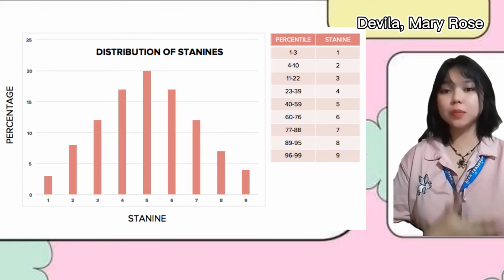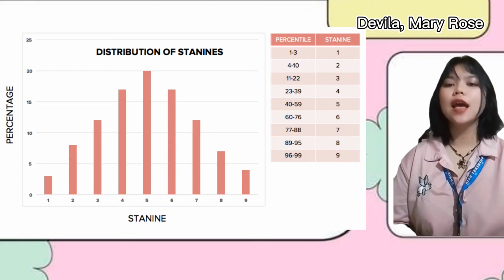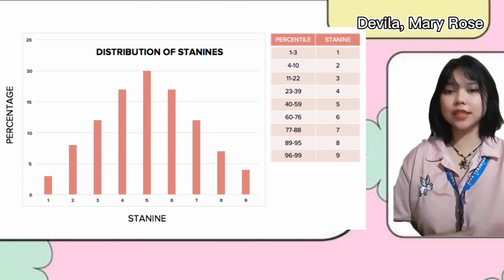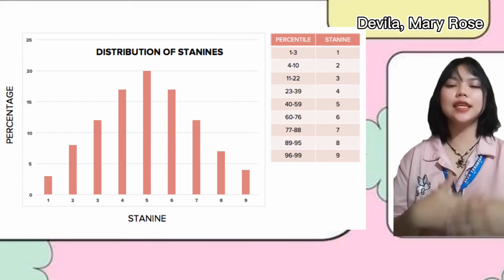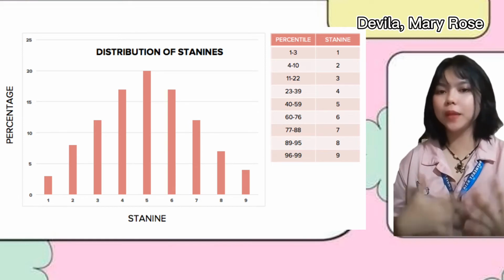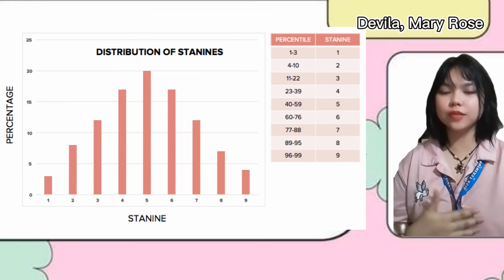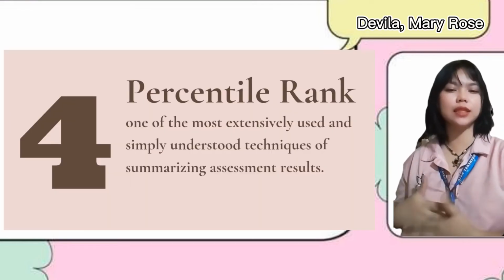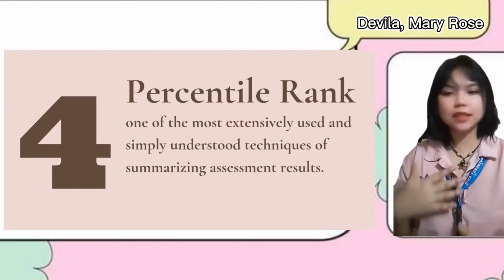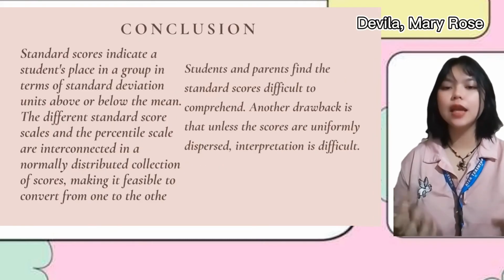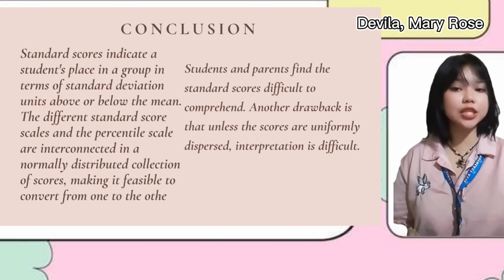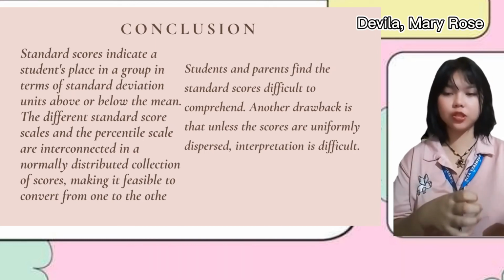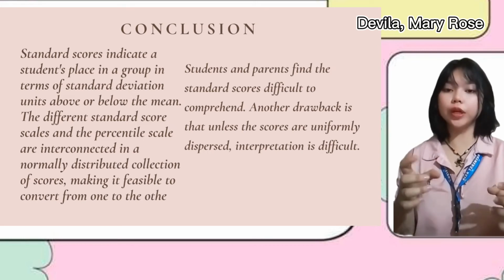Because it is computed as percentile rankings but stated in the conventional score form, and Stanine utilizes a single-digit score, it is easier to record and takes up less space than others. It is one of the most extensively used and simply understood techniques of summarizing assessment results since it reveals a student's relative position in a group in terms of the proportions of pupils who scored lower.